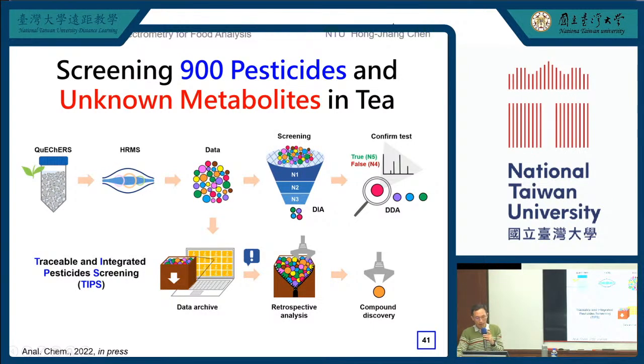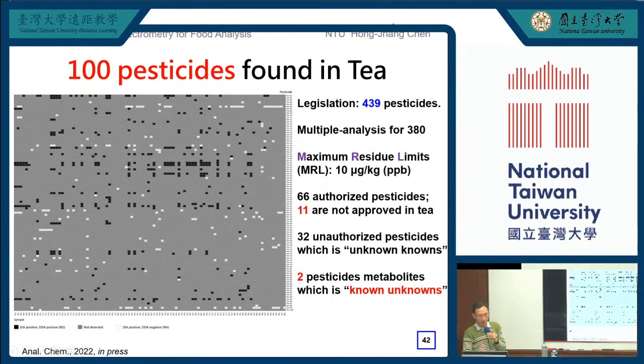And we can directly scan the pesticides with our screening strategy and confirm them. Finally, I found 100 pesticides in Taiwan tea. 100. Wow, that's impossible, right?